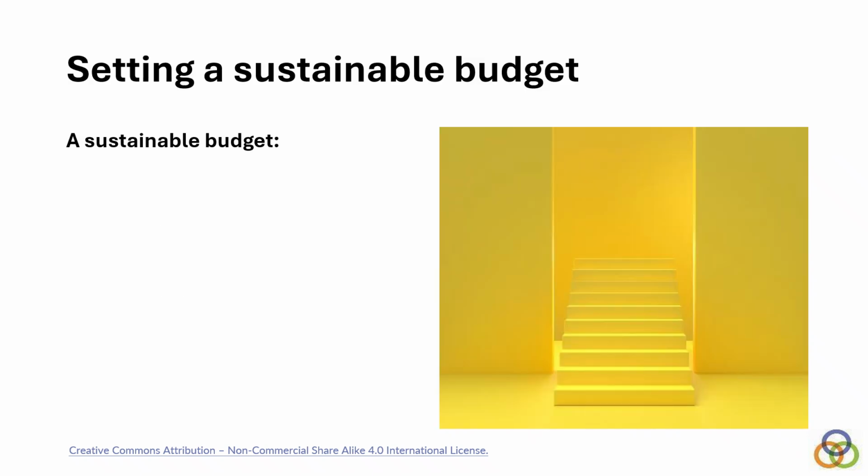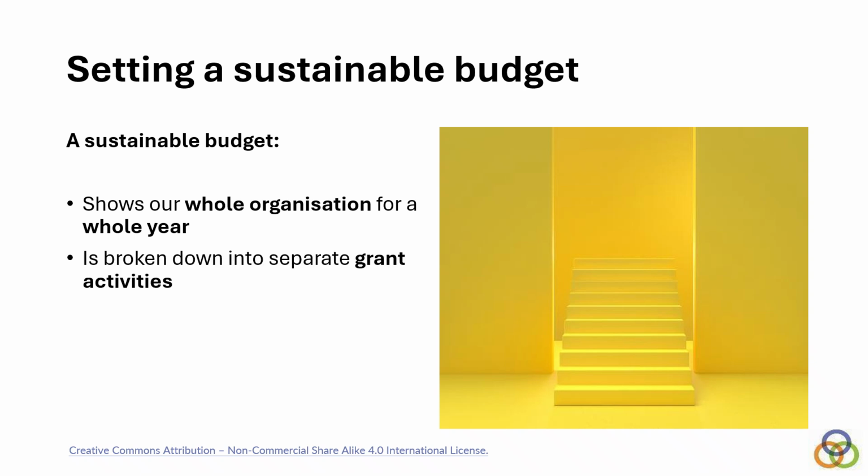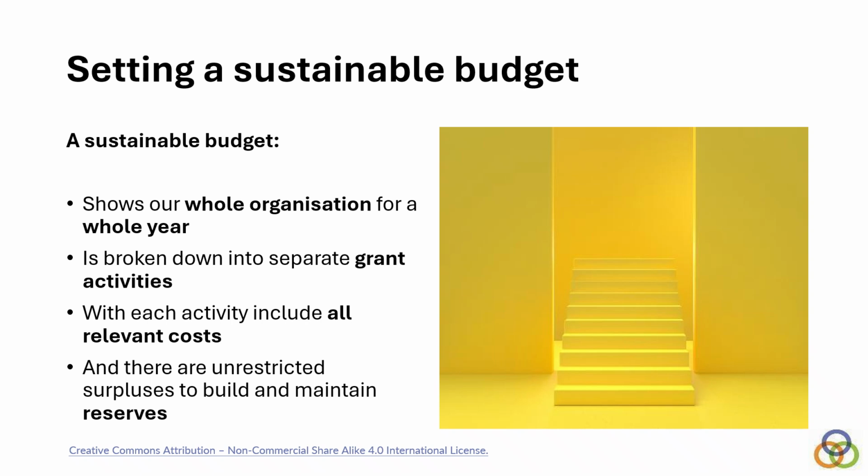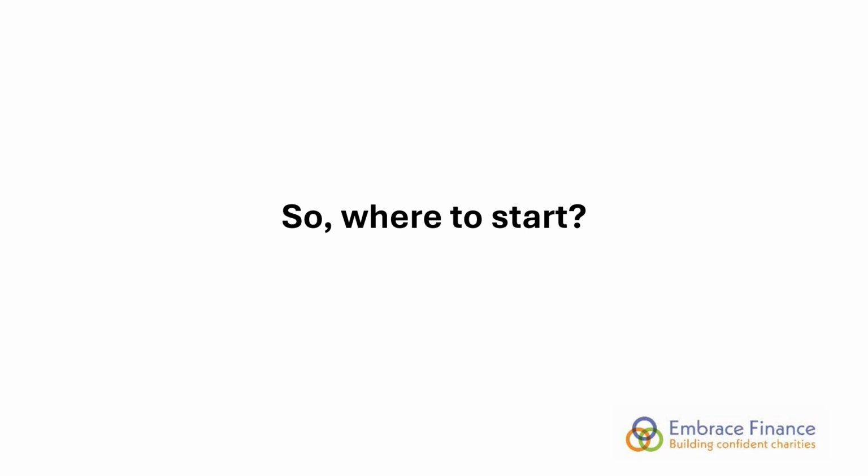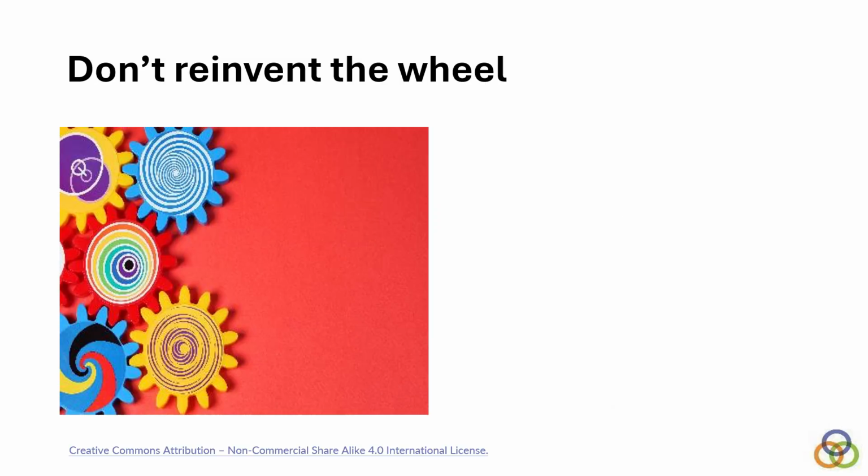A sustainable budget is going to show our whole organisation for a whole year, broken down into separate grant activities, with each activity costed fully and with unrestricted funds very clear, and generating a surplus to build and maintain reserves. That's what sustainability is. Not many of us, frankly, can do that. That's okay. Let's know what we can do and manage the risk when we can't.